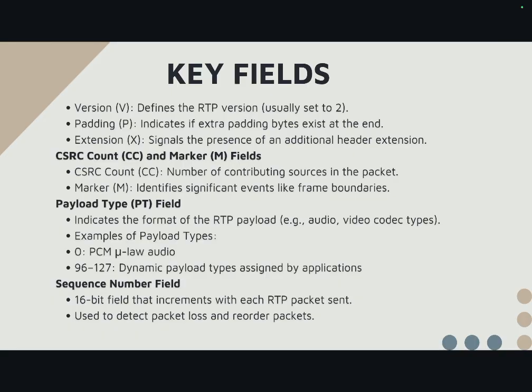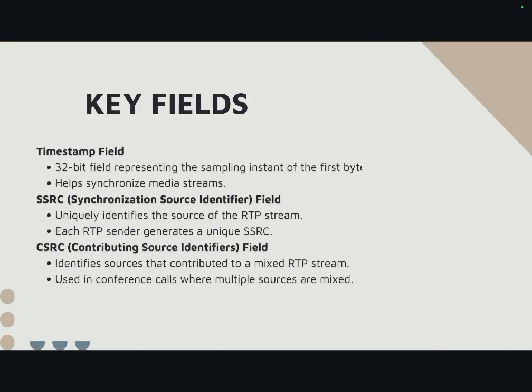Next comes the sequence number, which consists of 16 bits. It detects lost packets and helps in reordering at the receiver, which is an advantage that makes RTP stand over the other protocols. Then comes the timestamp. The timestamp consists of 32 bits, which helps in synchronization and jitter compensation.